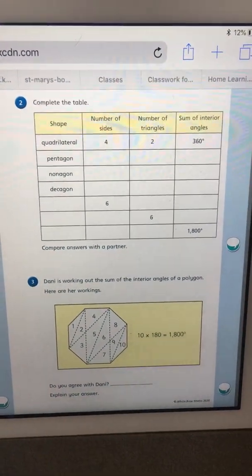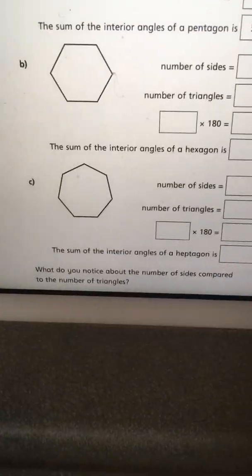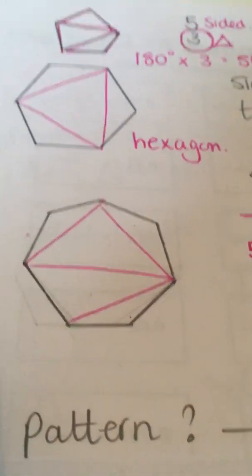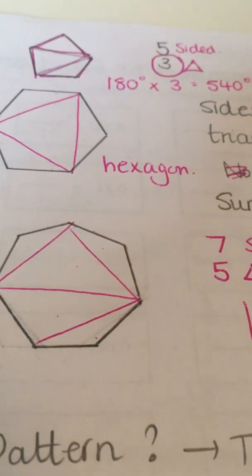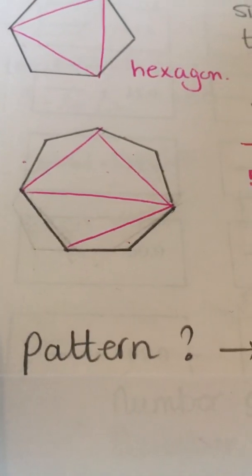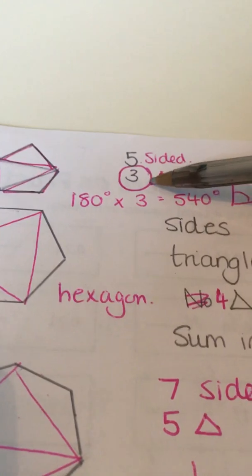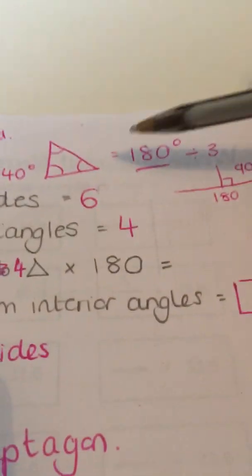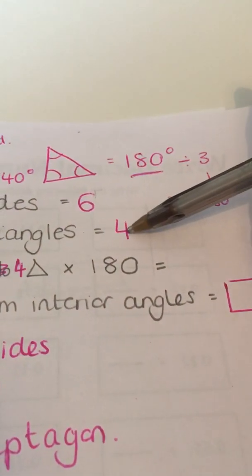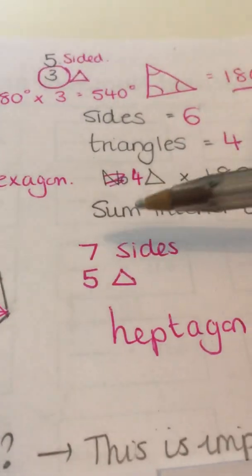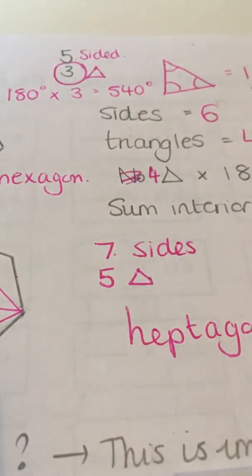Okay, so moving on to question 2, it's really important that before we do that, we think about this question here. What do you notice about the number of sides compared to the number of triangles? So what is the pattern here? Well, a 5-sided shape has 3 triangles. A 6-sided shape has 4 triangles. And a 7-sided shape has 5 triangles.